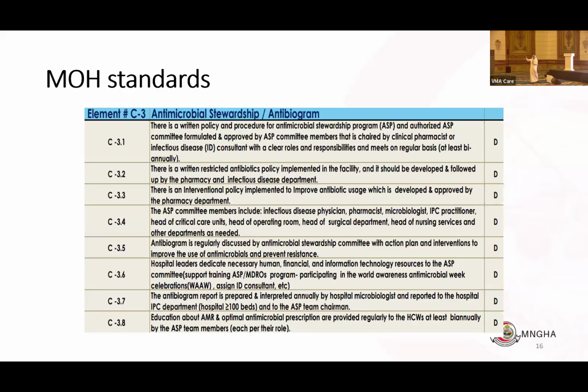They want to see that there are items in the ASP committee discussing the antibiogram. In addition, hospital leaders dedicate the necessary human and financial resources. So here you will seize the opportunity: I need to have a clinical pharmacist and also an ASP team, and I need your support to go ahead with this program. And the antibiogram report is also prepared and discussed, with education about AMR, antimicrobial resistance. So all of these are the standards for the MOH visit.